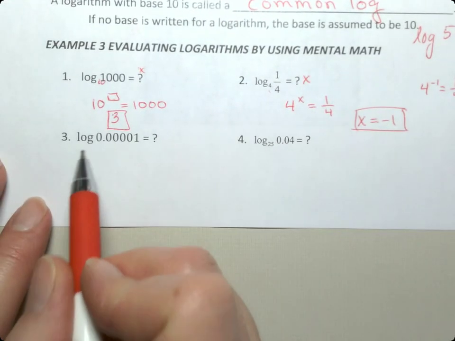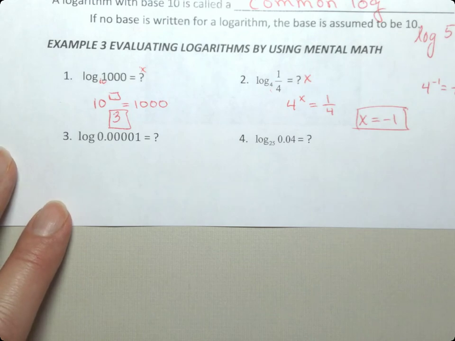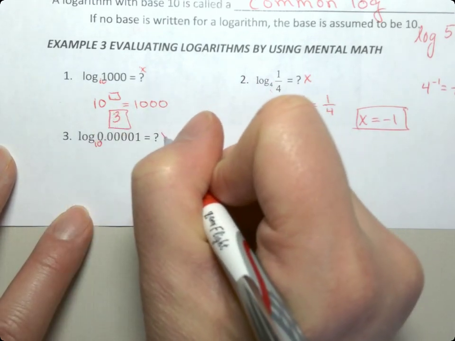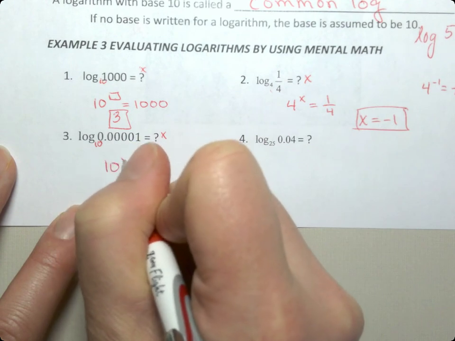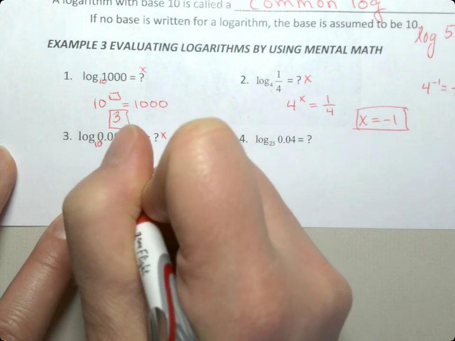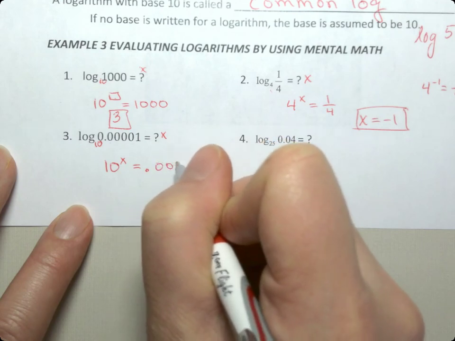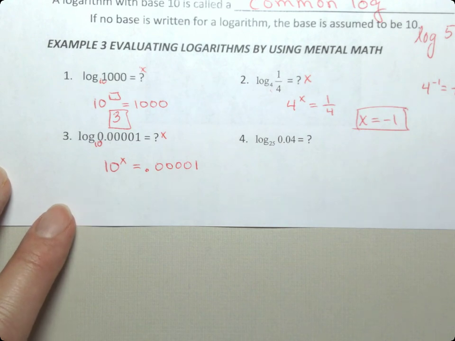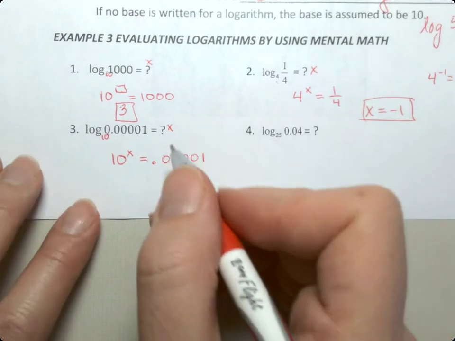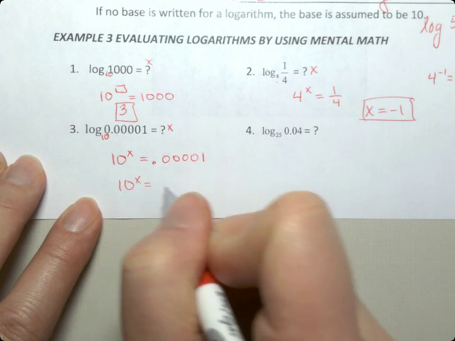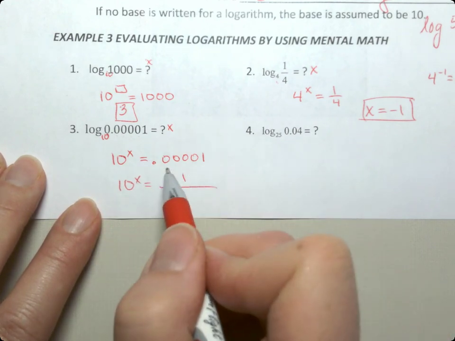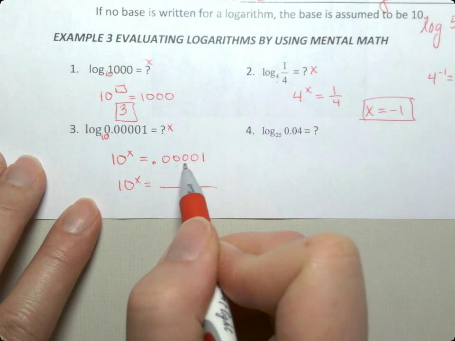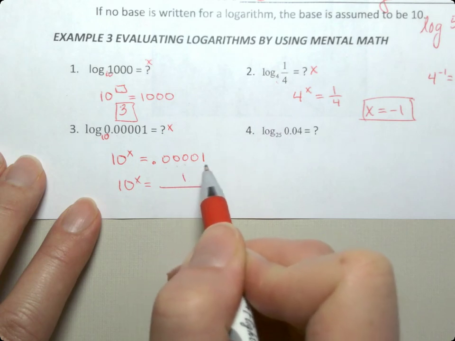Okay, now what's the base of number 3? It's assumed to be 10, and we're looking for what it equals. So this is 10 to some power equals 1, 2, 3, 4 zeros and then a 1. Okay, so did you get that my number got smaller? So I know my exponent must be negative. Now I just want you to rewrite this. How would I write this as a fraction? So 10th, 100th, 1000th, 10,000th, 100,000th.